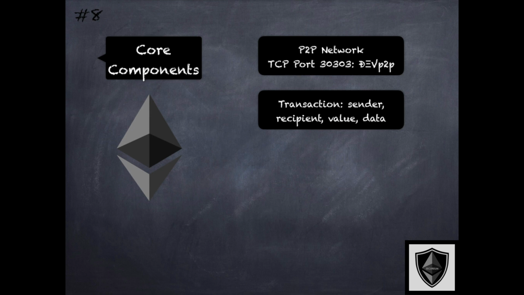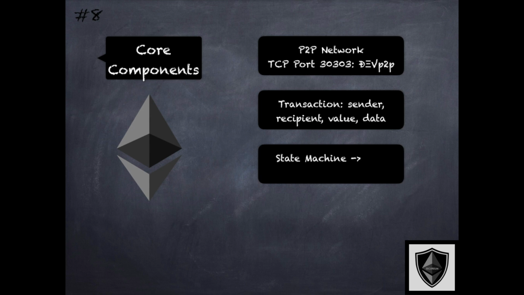And on this network, we have transactions that have this notion of a sender, a receiving entity, a recipient, transferring some value and transferring some data. And on top of that, there is this abstraction of a state machine that is driven by the Ethereum virtual machine, really everything runs on that machine.